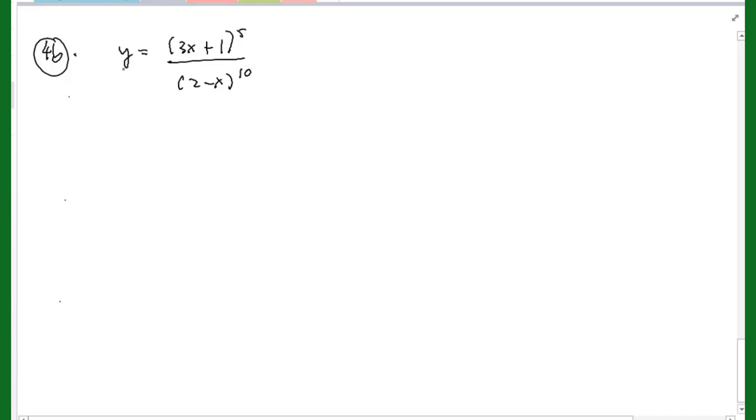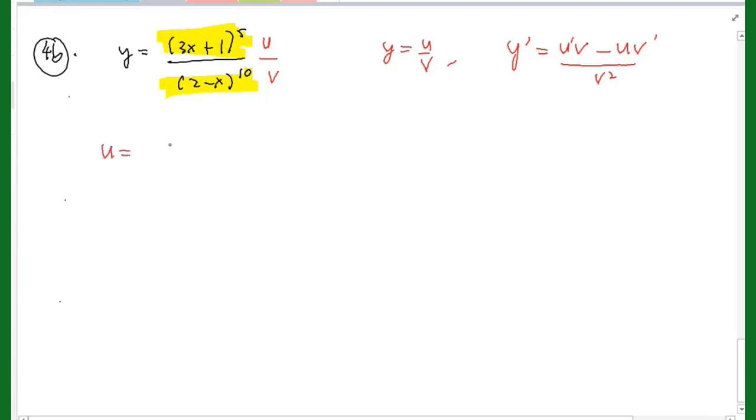Now we are going to use the quotient rule. Here one function, here another function, this is u over v, y equals u over v. So y prime equals (u prime v minus u v prime) over v squared. It is up to you whether to memorise it, but make sure u prime comes first, then minus. Okay, and then we determine u and determine v. u is equal to (3x plus 1) to the power 5.